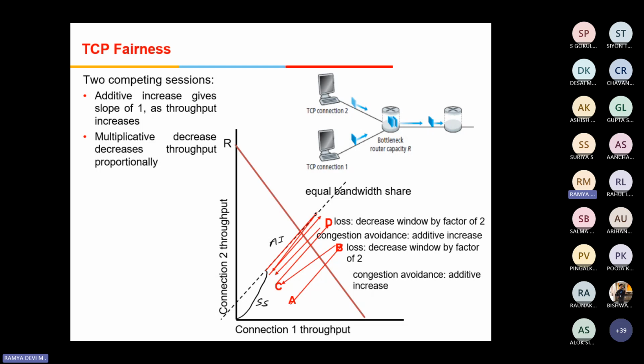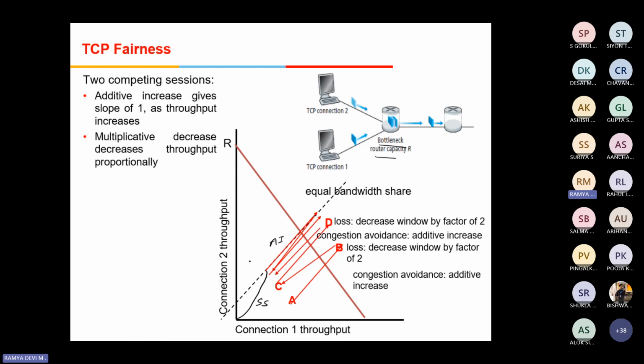Immediately, if a packet is lost, it comes to the multiplicative decrease, so it decreases the throughput proportionally. Again, it grows linearly. If there is any packet loss, multiplicative decrease happens. This is how the bandwidth is increased and dropped. So AIMD pulls the system closer to the equal bandwidth share point. It prevents one connection from dominating the bottleneck link, so it gives a fair and stable throughput allocation.